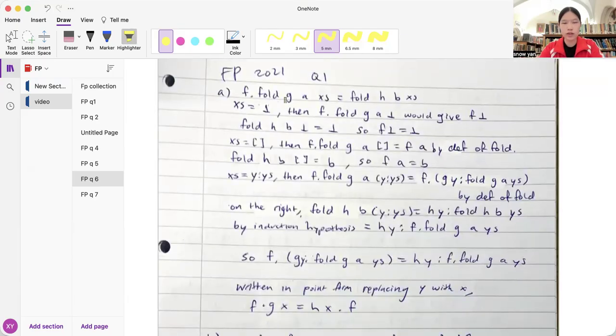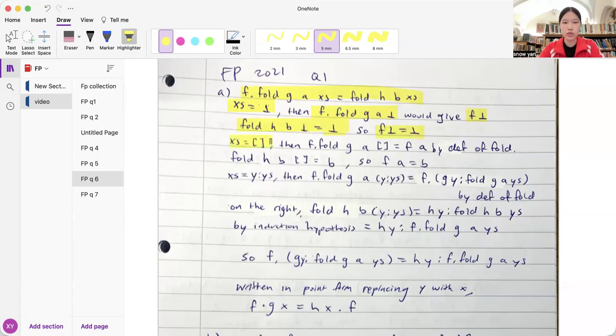So basically the idea for fold fusion is the following: f of fold g a (x's) is equal to fold h b of x's. For the case that x's is equal to bottom, on the left-hand side we have f of bottom, and on the right-hand side the fold of bottom would be bottom. So f of bottom has to equal bottom. That's the first condition.